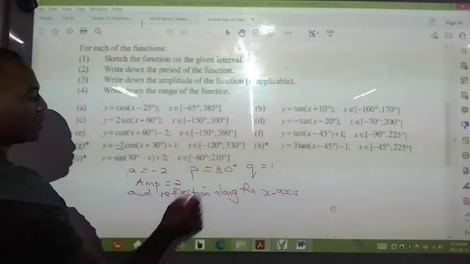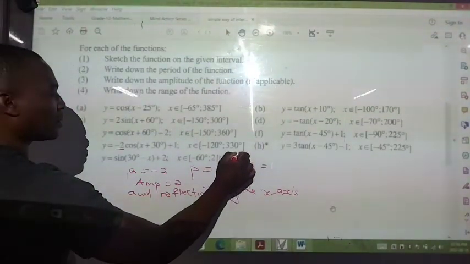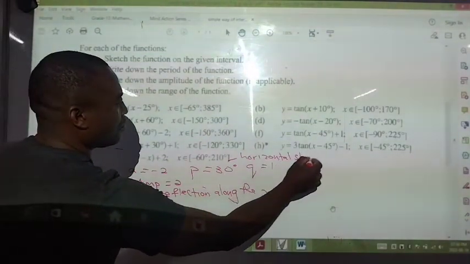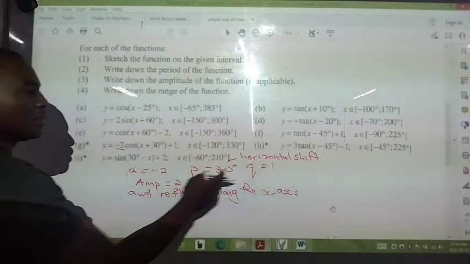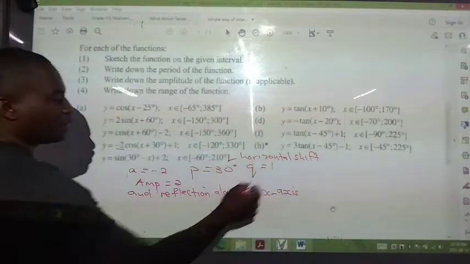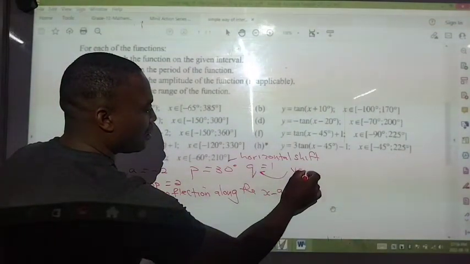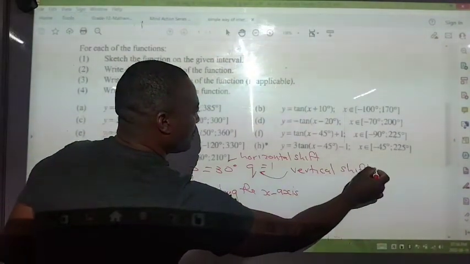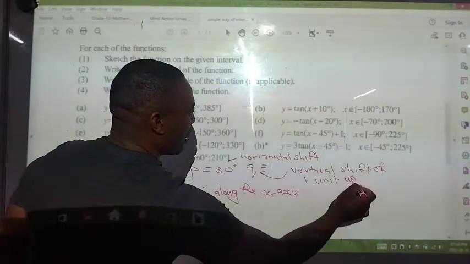and then P is telling us about the horizontal shift, that is a shift of 30 degrees to the left. And then Q is telling us about the vertical shift, of 1 unit up.